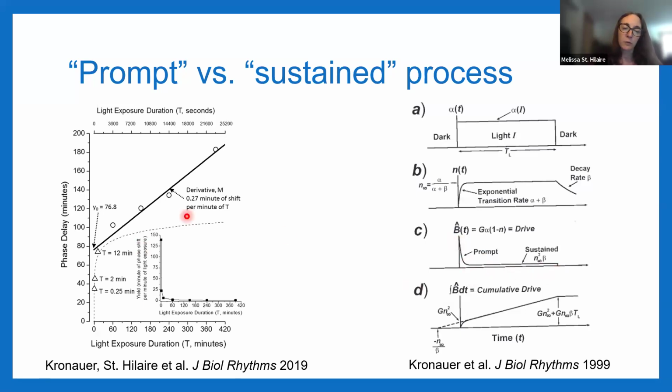Now, the only difference between the panel on the left and the panel on the right is that we didn't make the strength of this prompt response as large as it actually is. And so that 1999 model could not actually predict that we would get a 40 to 50 minute phase delay from a 2-minute light exposure. But the physiology is there, the mechanism is there. It's really just the gain parameter that we would need to change in order to get that magnitude. And so this was already in place.